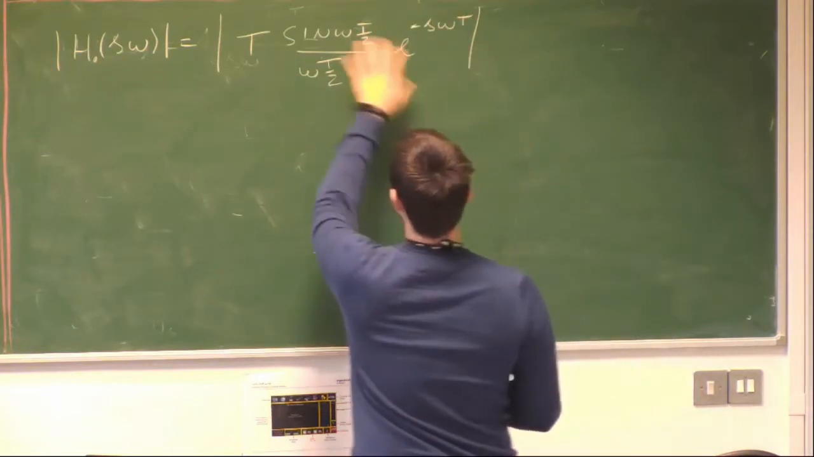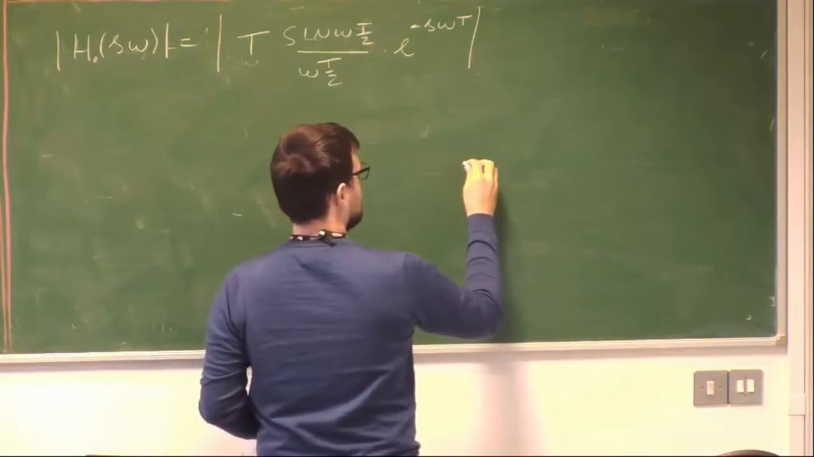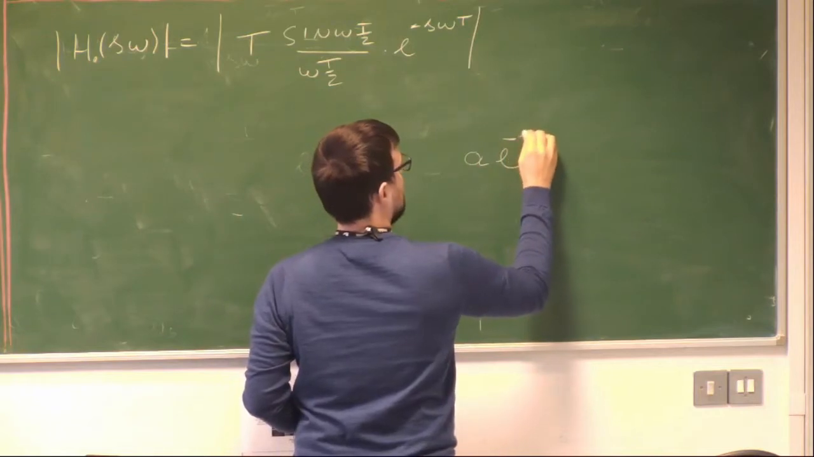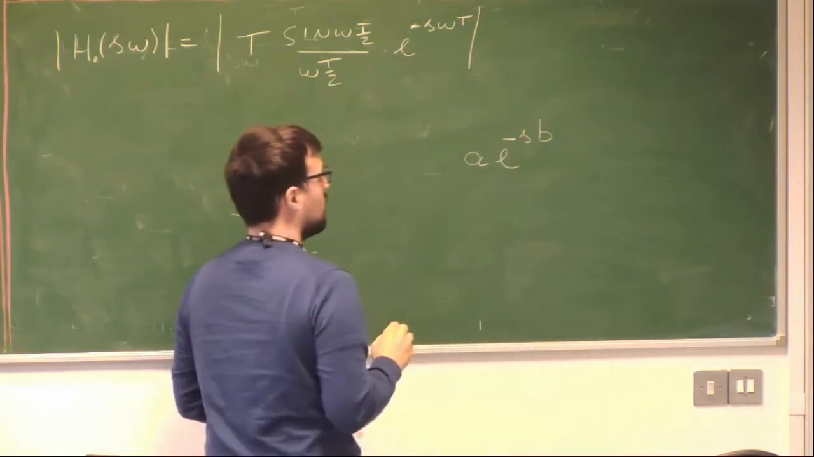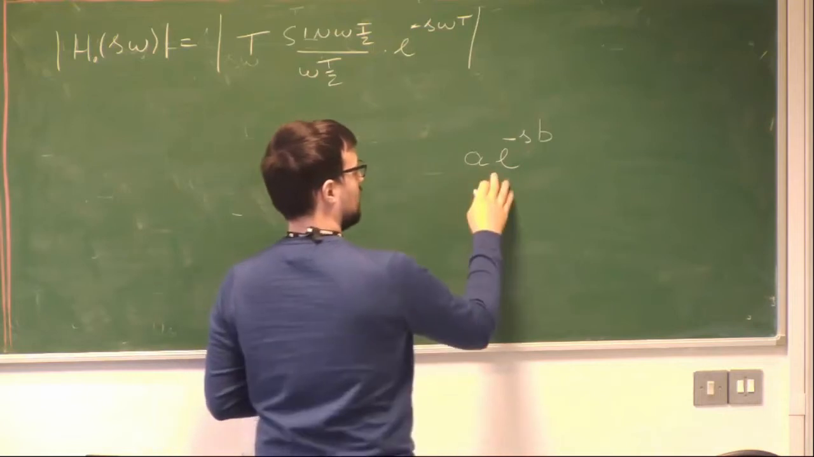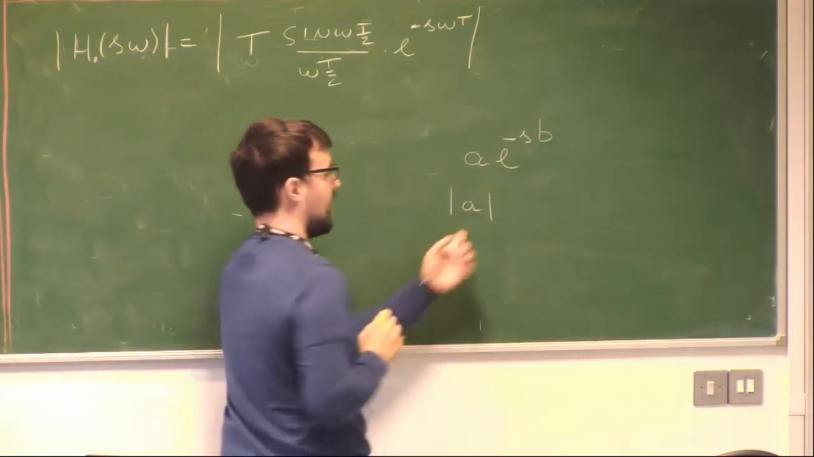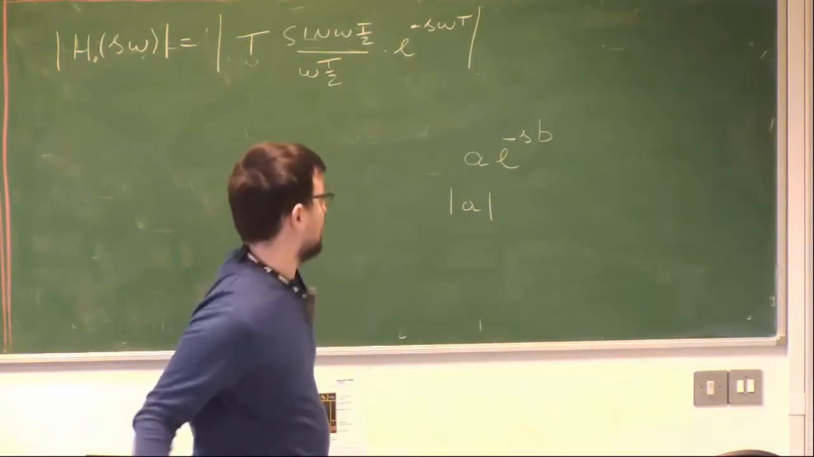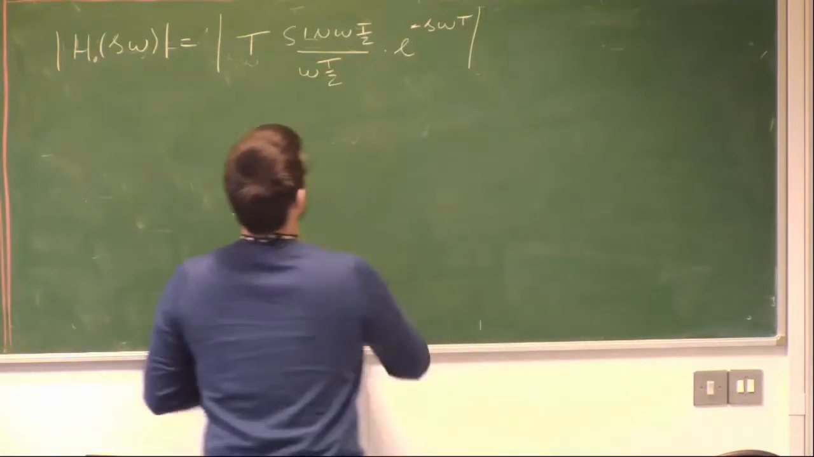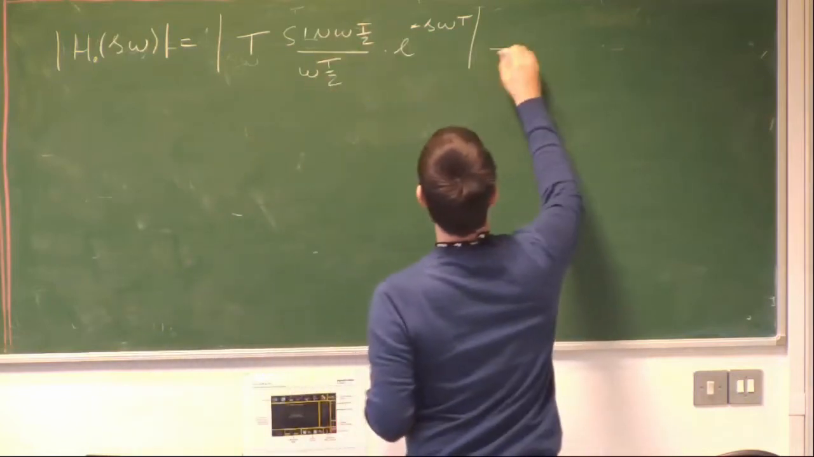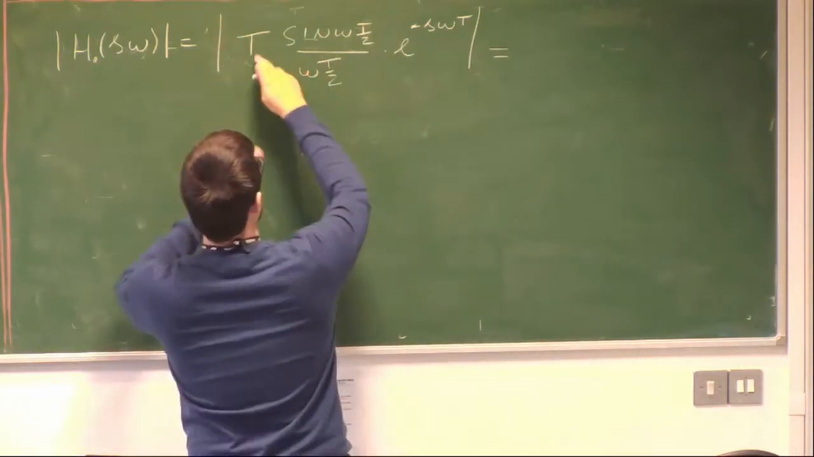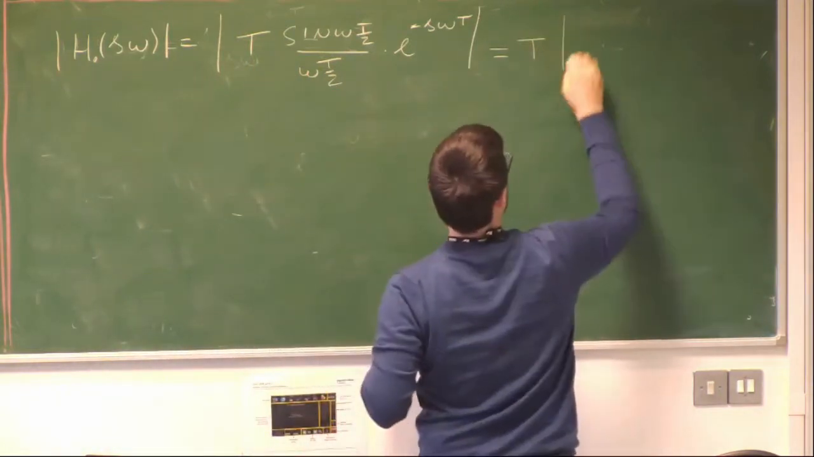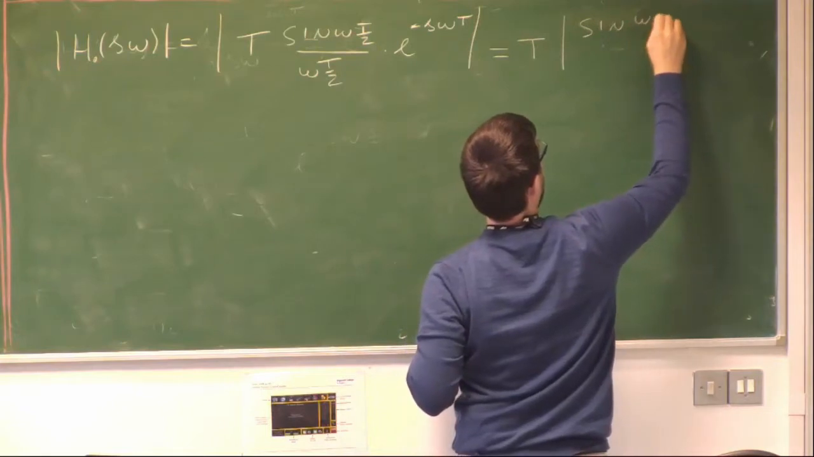So this, in other words, is something of the type a e to the minus j b. We see that the absolute value of this term is the modulus of a, because the absolute value of the exponential is 1. So this means that the absolute value of this is just the absolute value of this term. Capital T is a positive number, so we just write it outside, and so we get the expression that we have on the slide.